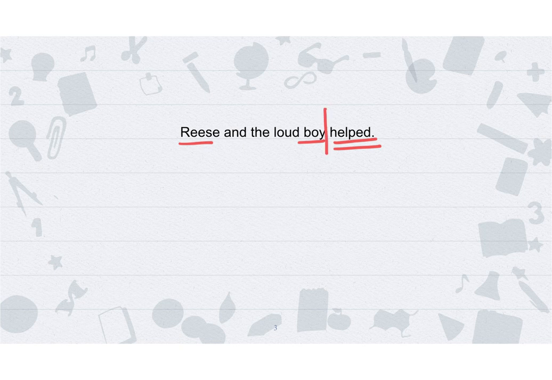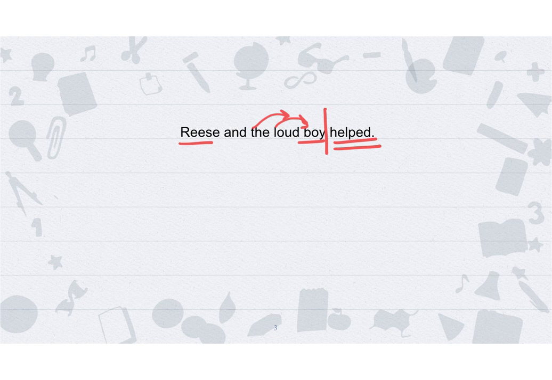Now that I have my subject and my predicate marked up in my sentence, I can now try and find any adjectives because I have more than one subject here. And so I see that loud is describing boy, as well as the article adjective the. So when I draw my sentence frame, I'm going to need to make sure I leave room so that I can include both of those adjectives underneath the noun boy.